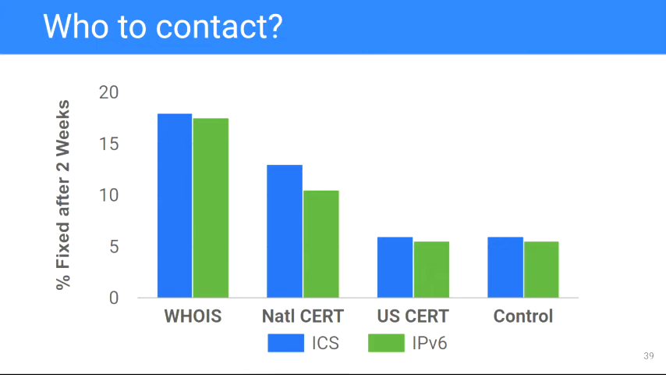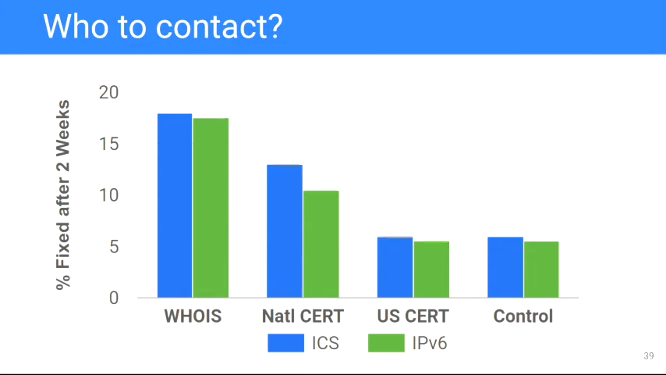So in the cases where it does work, so for ICS and IPv6, who should we contact? Ben already kind of hinted at what this is, but this is, again, the 2-week remediation rate split by the point of contact. We saw that the whois contacts remediate at the highest rate. We saw that the national certs remediate at an improved rate as well. However, it's between the whois group and the control group, so not as well as the whois group. And unfortunately for US cert, which we had hoped would distribute our information to the rest of the cert network, they did not take any actions and did not exhibit any improved remediation.